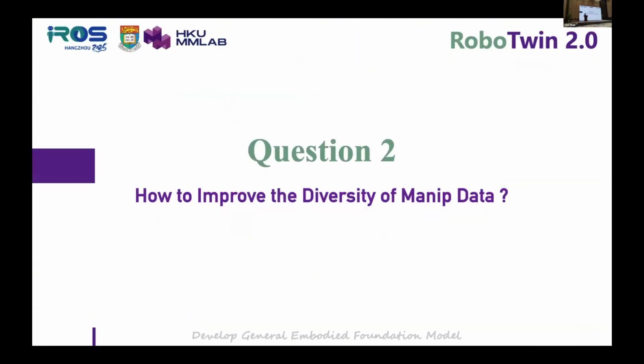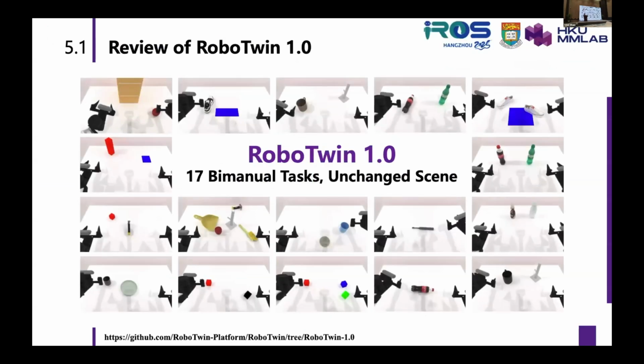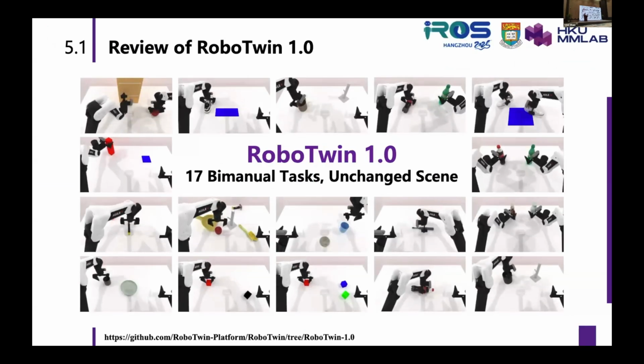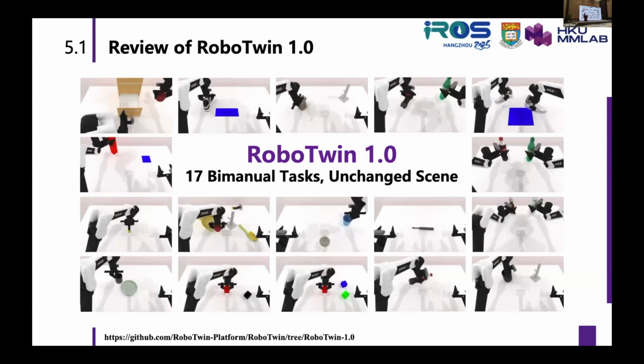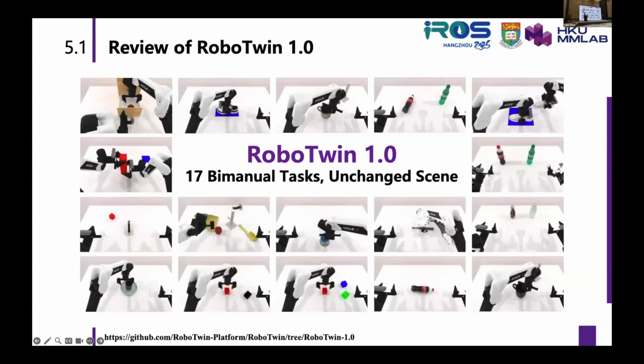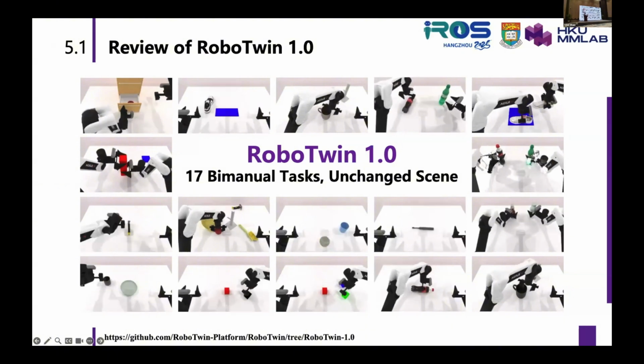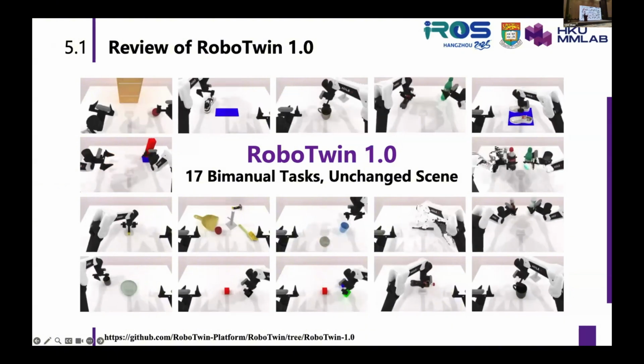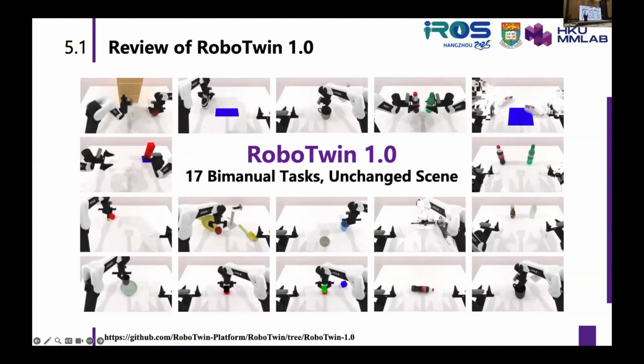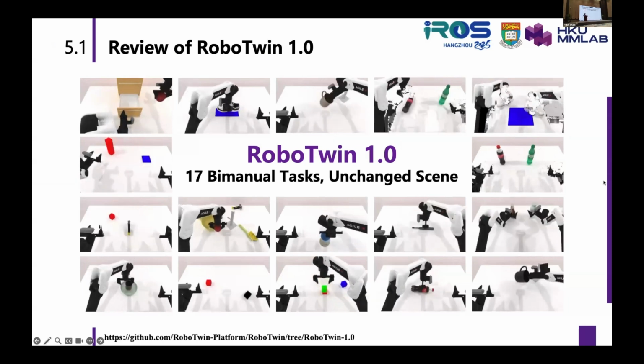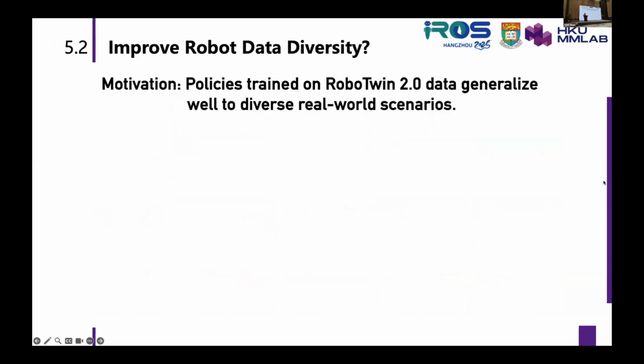So after synthesizing the data, we are now solving the second problem: how to improve the diversity of the manipulation data. Here is RoboTwin 2. We propose 75 million tasks, all collected in the synthetic scene. And it's obviously hard to claim that this data can directly do a great job in real performance. So our motivation is that our policy trained on RoboTwin 2 data can generalize well to diverse real scenarios.